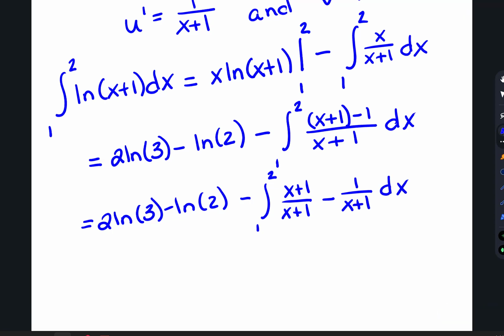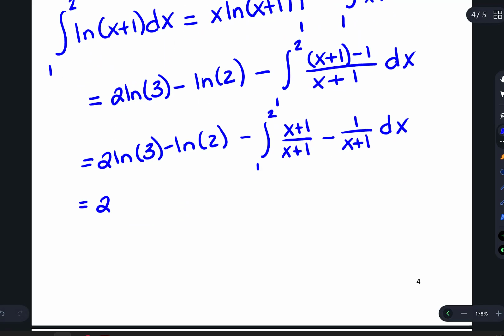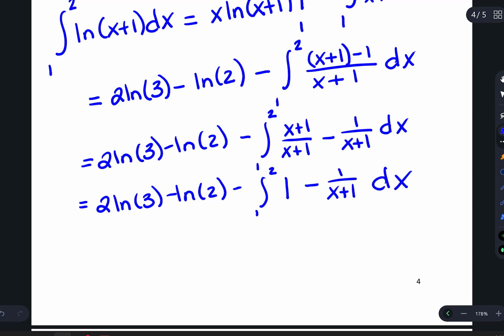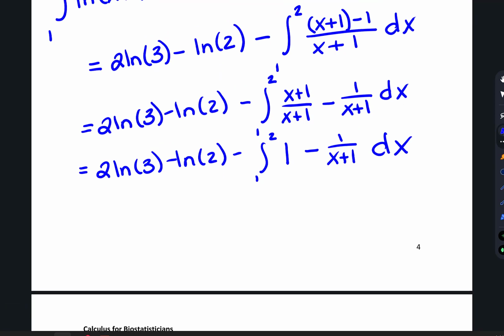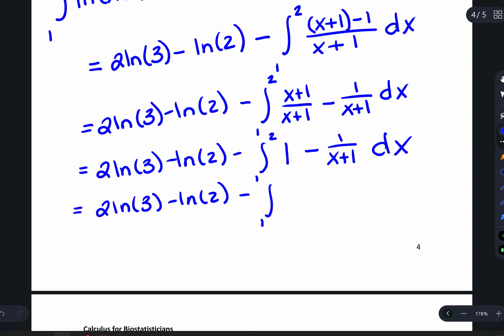This first term here is just the number 1. So now I just have 1 minus 1 over x plus 1 dx. And again, the whole idea is I'm just going to keep on manipulating things till I get to an integral that is really easy to work with. So this is equal to 2 times the natural log of 3 minus the natural log of 2 minus the integral from 1 to 2, 1 dx minus the definite integral from 1 to 2 of 1 over x plus 1 dx.